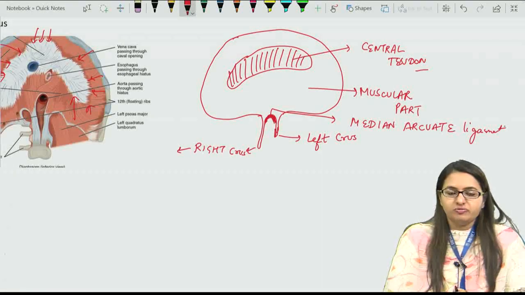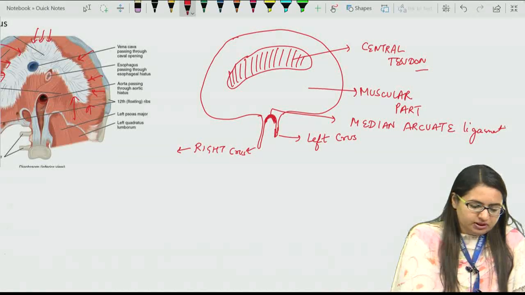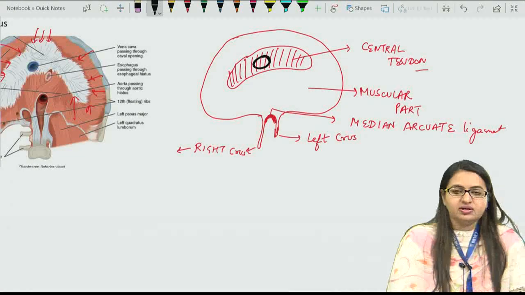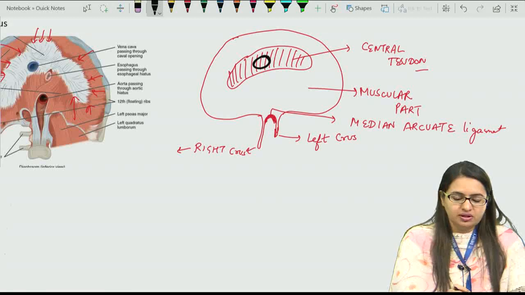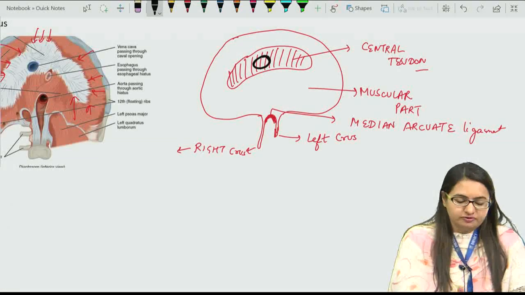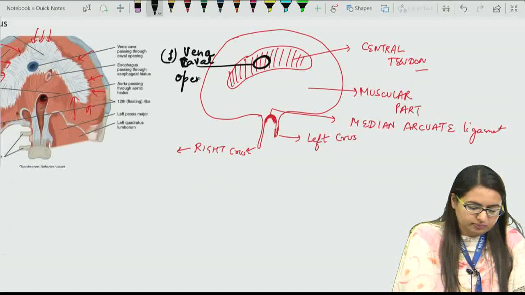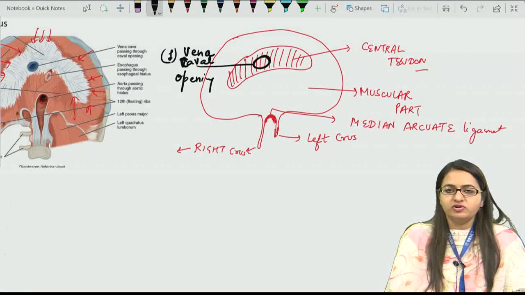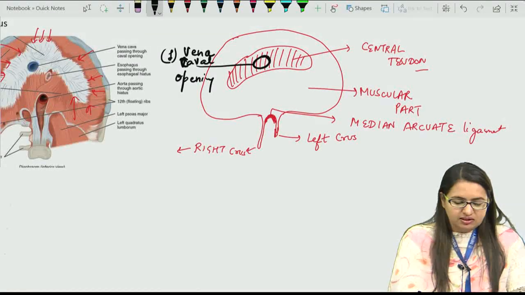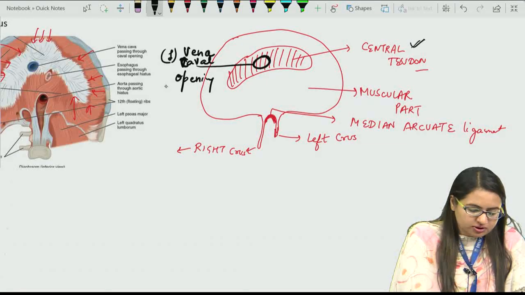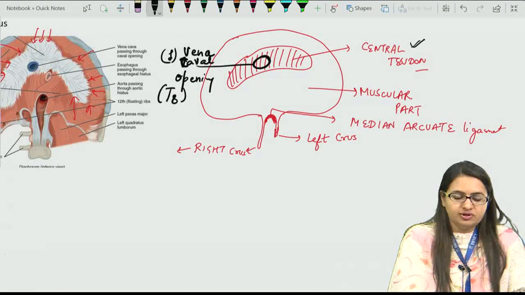Now for the openings of the major structures in the diaphragm, we have three openings. The first opening is present over here. It is located over here. This is the vena cava opening, which is for the passage of the inferior vena cava along with the phrenic nerve. This is the first opening, the vena cava opening. If you see the location of the vena cava opening for the inferior vena cava, the location is at the central tendon, and it is present at the level of T8.